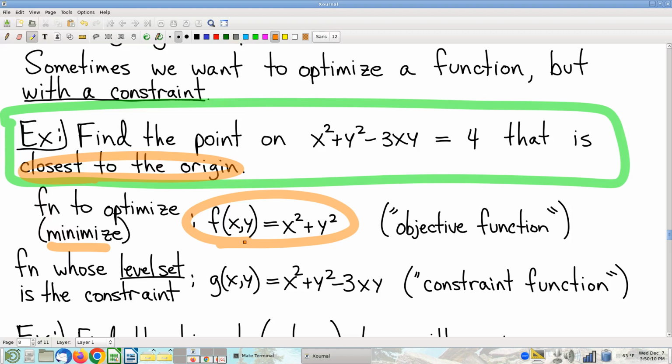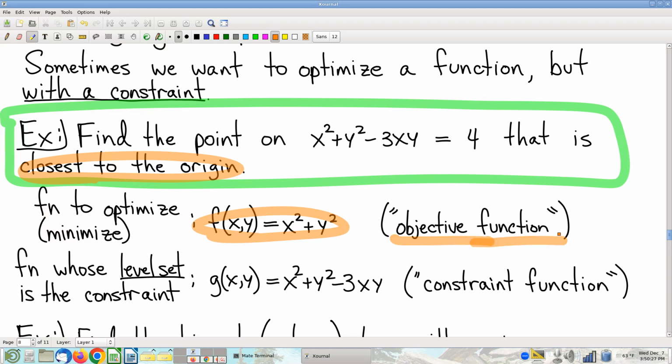So why would I want to complicate things by squaring the distance? Well, because now I don't have to deal with square roots. And square roots are no fun. Okay, so there's this function that recognizes what it is we're trying to optimize. We call this the objective function.